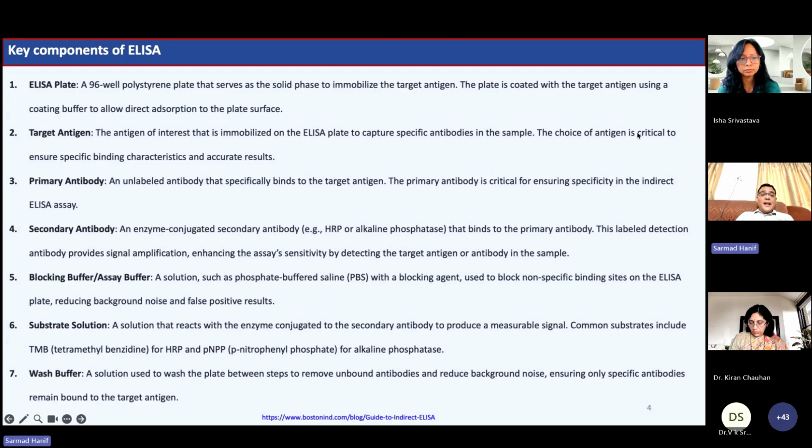Next is the target antigen. As I told you, the target antigen can be a protein or a polysaccharide. I will not be going into so much detail because you already have an idea that it can be a protein or a polysaccharide. Now the primary antibody, I told you that generally the primary antibodies are the sera samples.